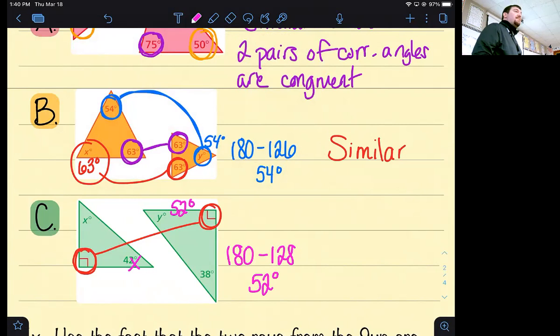So we have one pair of corresponding angles. And when we did the math, the only way this would have worked is when we subtracted 180 and then this 90 and 38 degree angle, if we would have gotten 42. Because then if this was 42, that would have matched up and these would have matched up. But this can't work because that's not 42 degrees. If I run the numbers over here, I won't get 38 degrees. So these aren't similar.